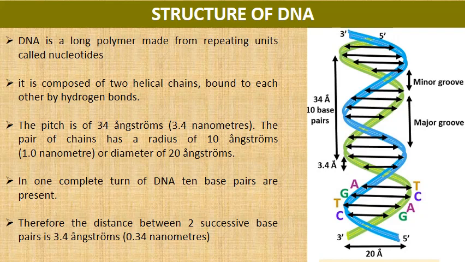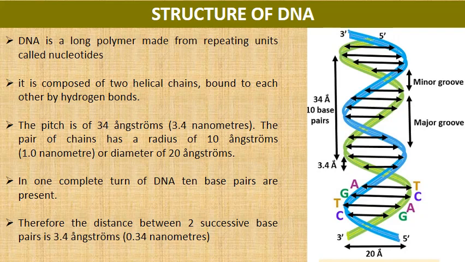Now, we are going to talk about the structure of DNA. DNA is a long polymer made from repeating units called nucleotides. The structure of DNA is dynamic along its length, being capable of coiling into tight loops and other shapes. In all species, it is composed of two helical chains bound to each other by hydrogen bonds. Both chains are coiled around the same axis.